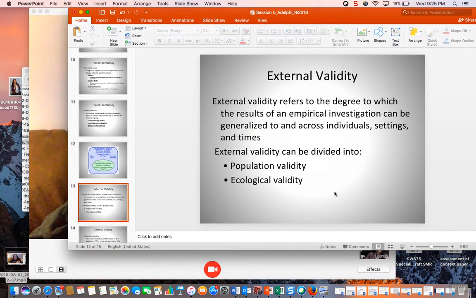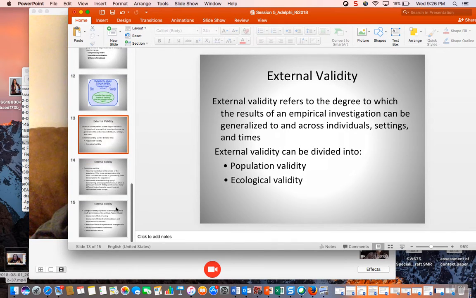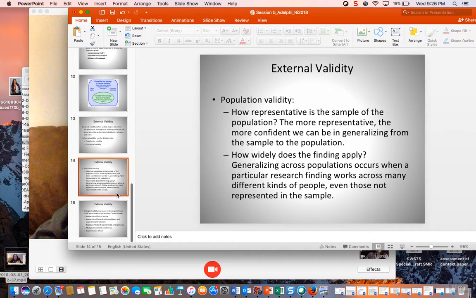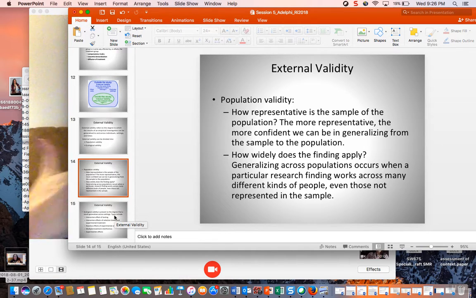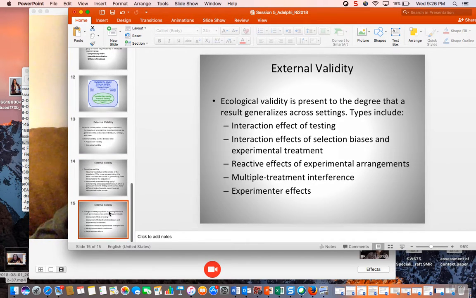External validity refers to the degree to which the results of an investigation can be generalized across individuals, settings, and times. External validity can be divided into population validity and ecological validity. Population validity is basically what I was talking about: how representative is the sample of the population, and how widely do those findings apply? Ecological validity is present to the degree that results generalize across settings, and that basically includes the interaction effect of testing.